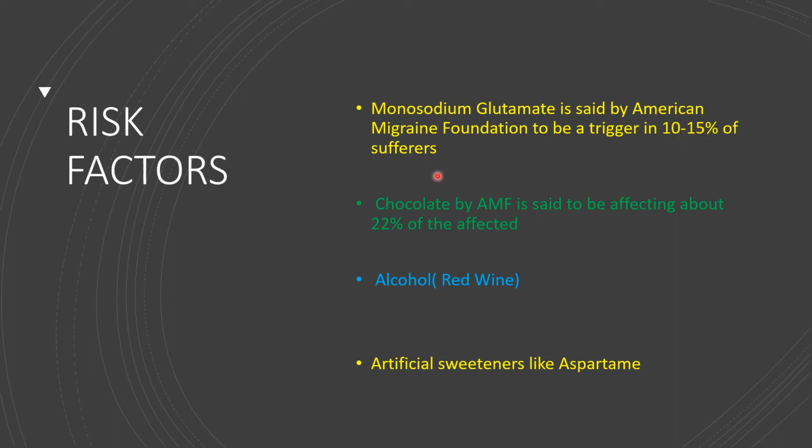That is it. How about chocolate? Some will say, I've been taking my chocolate, I have migraine, my sister had it, and none of us is having an attack. You are fine. But American Migraine Foundation found chocolate to be a trigger in 22%. So you are one of those 78%. So don't write anything off here, please. Alcohol, the red wine, I've explained that. Artificial sweeteners like aspartame can be a trigger.